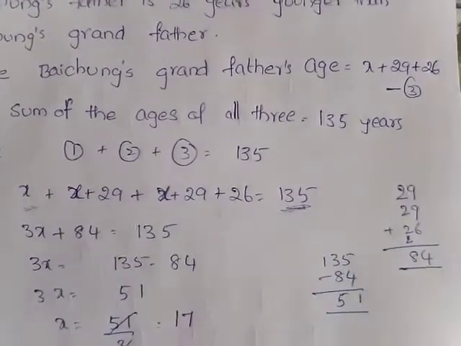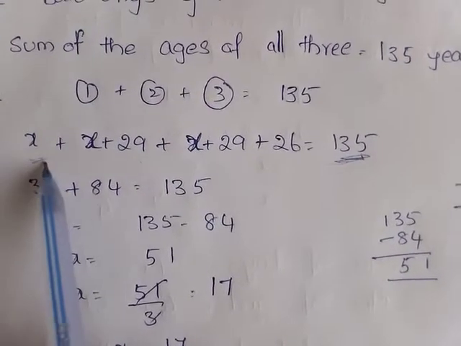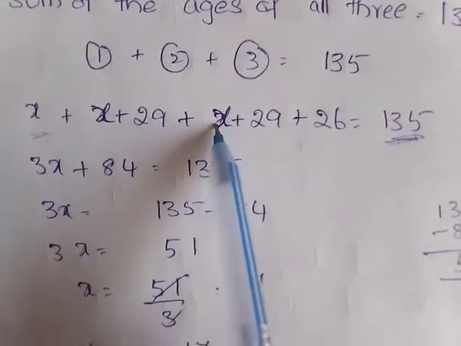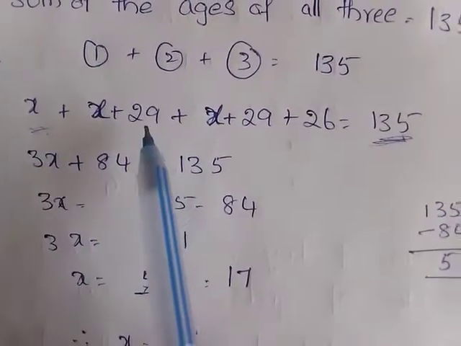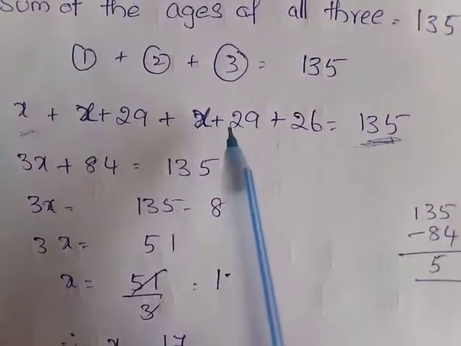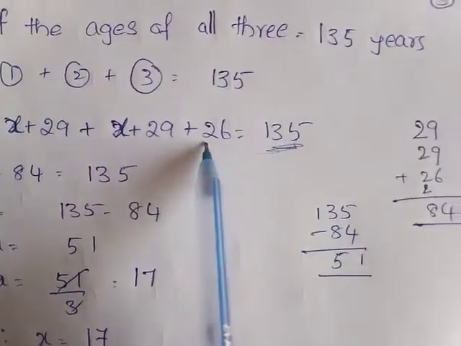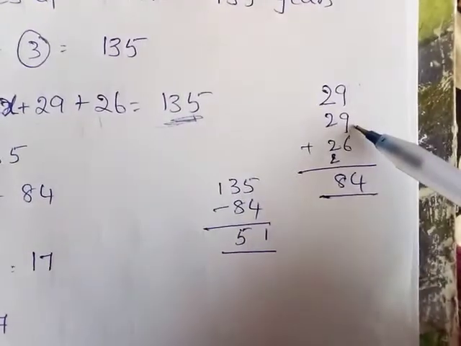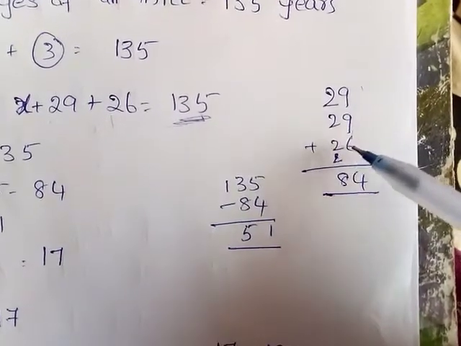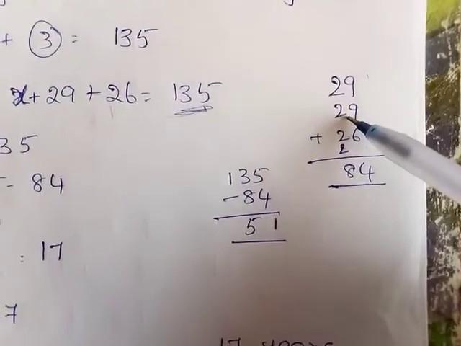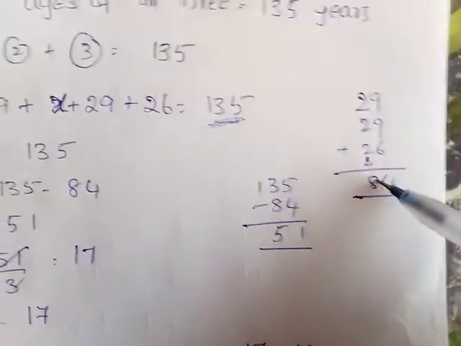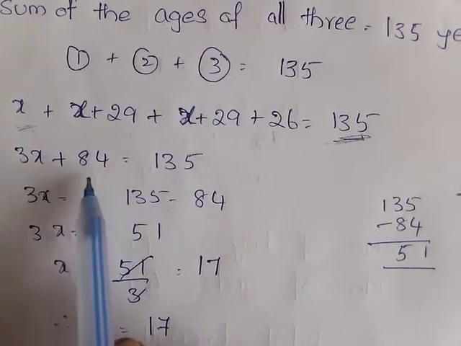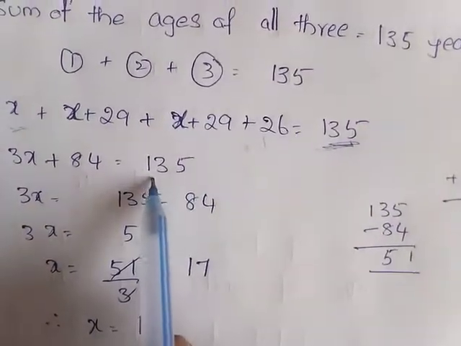What you have to do? We just have to simplify this one. x plus x plus x, how many x are there? 3x. So 3x plus 29 plus 29 plus 26. I am adding here 29, 29, 26. 9 plus 9, 18. 18 plus 6, 24. 2 plus 2, 4. 4 plus 2, 6. 6 plus 2, 8. So this is 3x plus 84 is equal to 135.